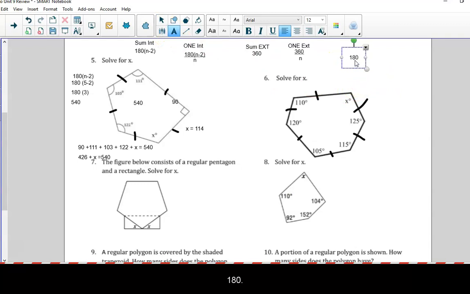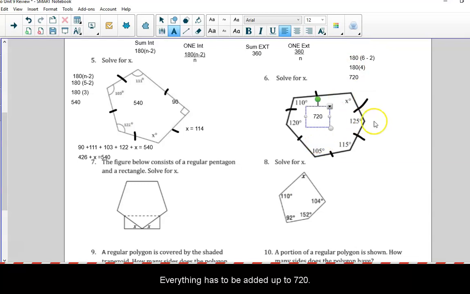So I'm going to do 180, number of sides was 6, we said. And then 180 times 4 should be 720. So looking for 720 in here. Everything has to be added up to 720.